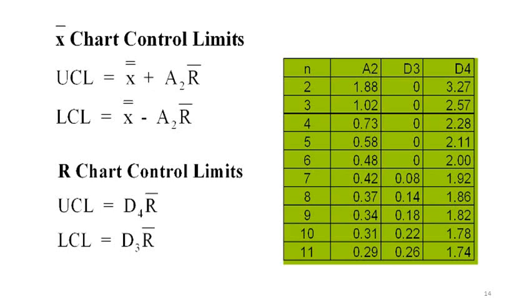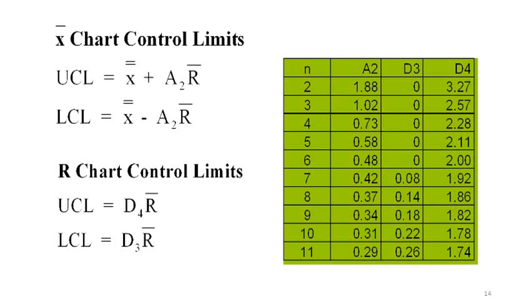This is the normal distribution table. Here n is the sample number: 2, 3, 4, 5, 6, 7, 8, 9, 10, 11. For each sample number you will get the corresponding A2, D3 and D4. Like for sample number 5, A2 equals 0.58, D3 equals 0 and D4 equals 2.11. You can apply those values for measuring UCL and LCL for the X bar chart and UCL and LCL for the R chart.